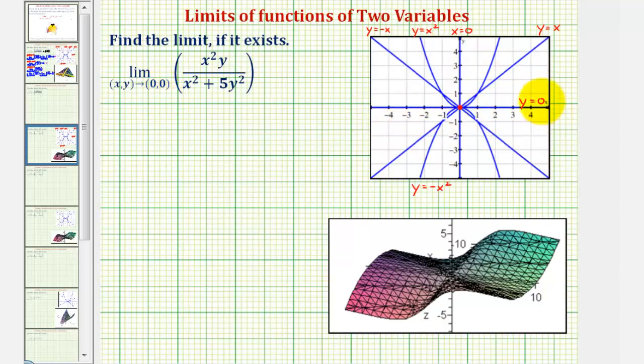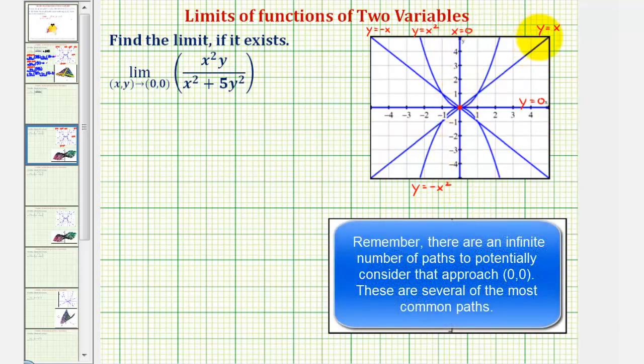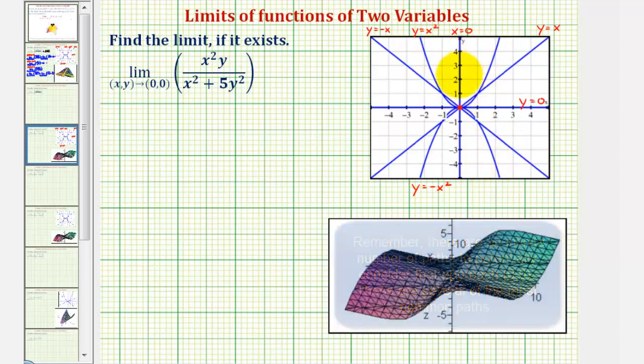or y equals 0, along the y-axis or x equals 0, as well as the lines y equals x and y equals negative x, as well as the parabolas y equals x squared and y equals negative x squared. Notice all these paths approach the origin, and therefore we can use them to determine if this limit exists and hopefully determine what the limit is.